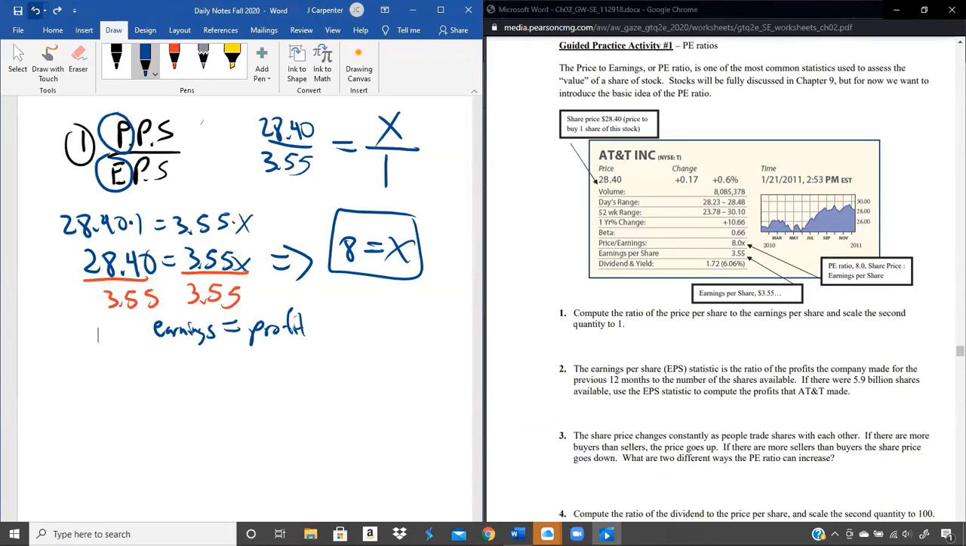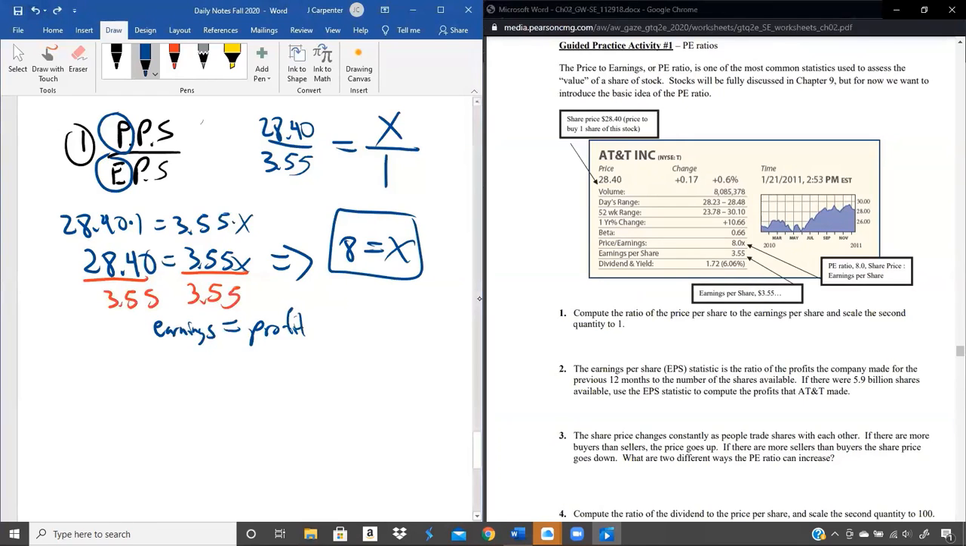So this company's profit is not in this chart or table anywhere. There's nothing that says the company's profit. But if we know how many shares of the company are available and we know the earnings per share, we are able to calculate this.